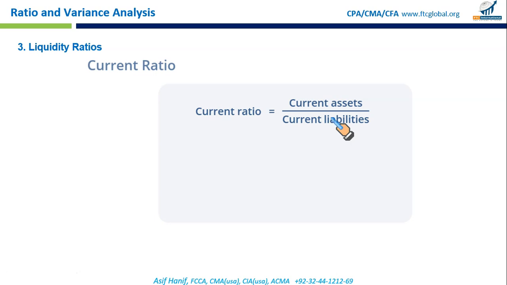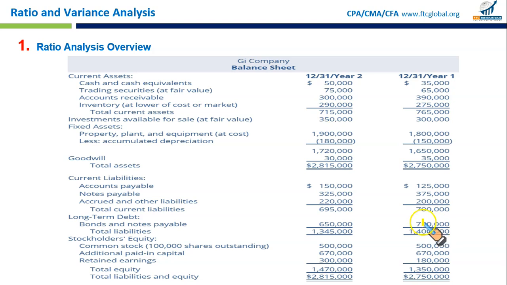Let us calculate the current ratio for both the current and the last year. This is the figure for current liabilities last year and the current assets last year. 765 is the current assets, 700,000 is the current liability. This divided by this gives us 1.03. And similarly, current assets for year 2, 715, and the current liability 695, this divided by this gives you 1.09.